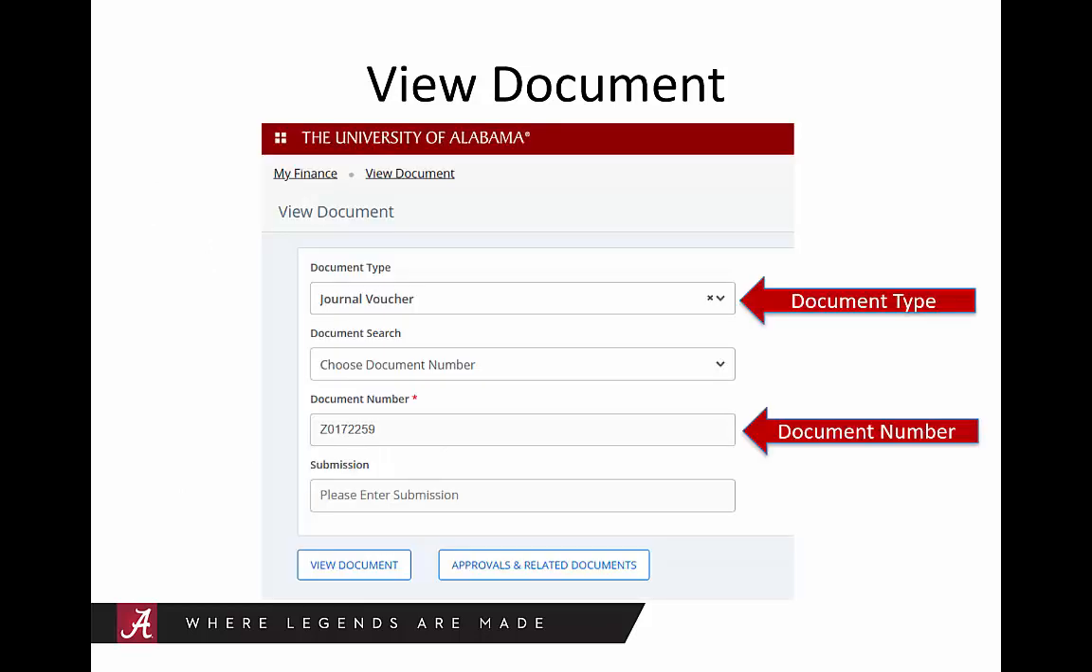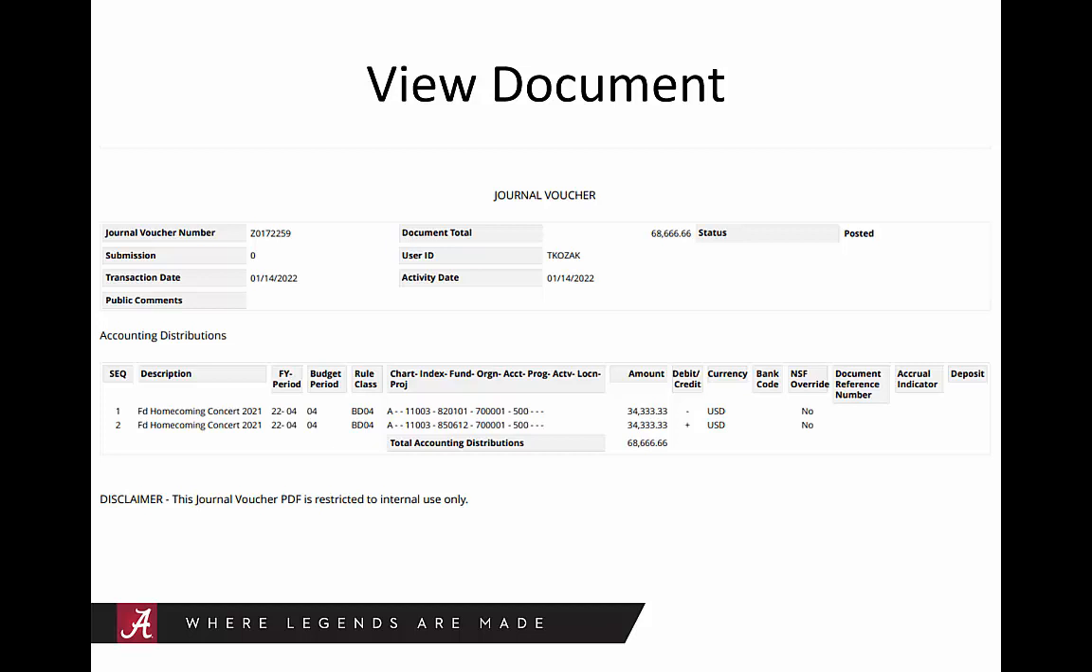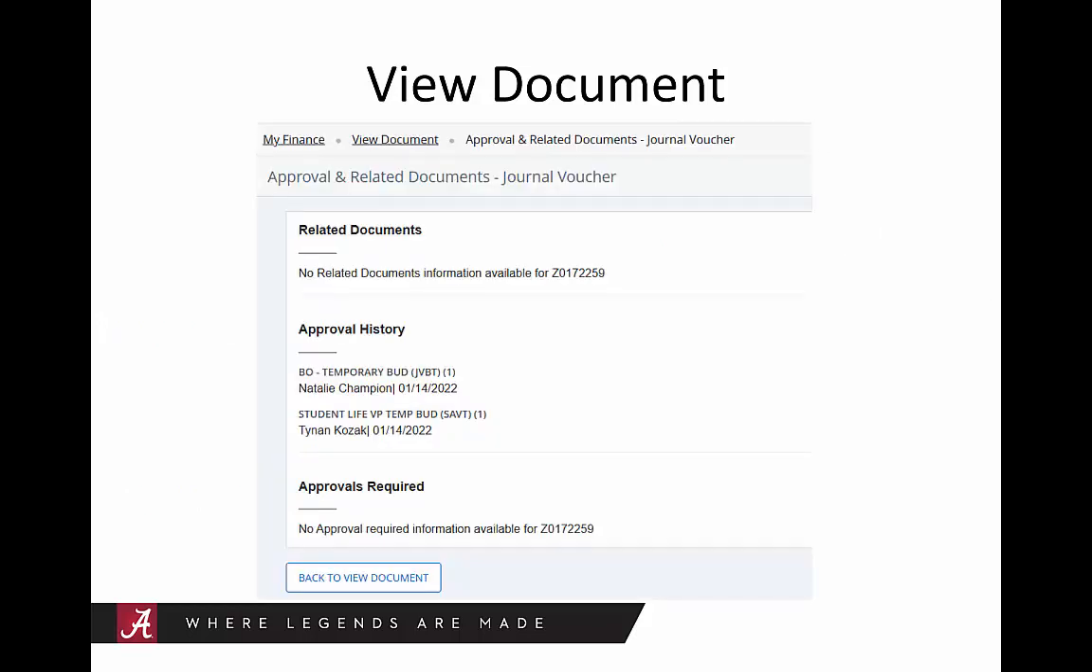Under View Document, select a document type. We can choose Journal Voucher for budget changes. Our document number is required. It is easier to type out the document number instead of using the document search. Choose View Document. The document displays as a PDF. Go back and choose Approvals and Related Documents, and the data in this box appears.